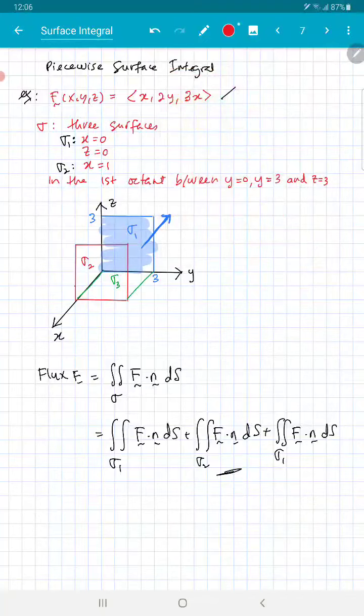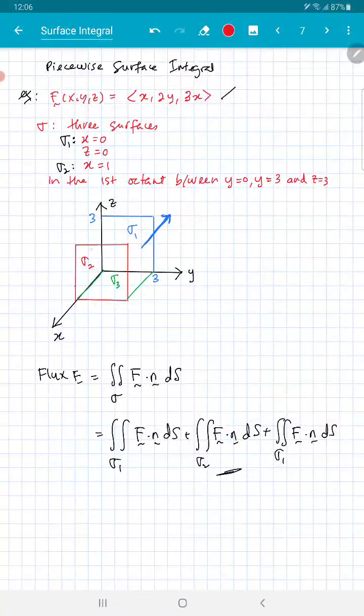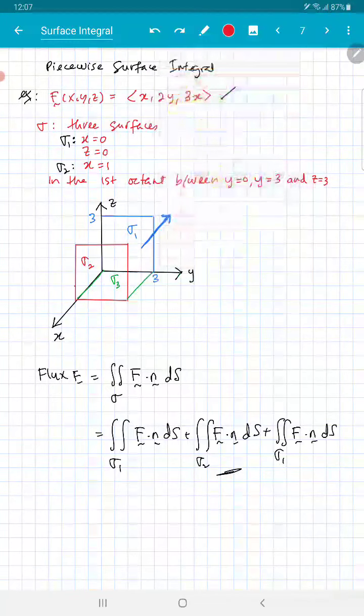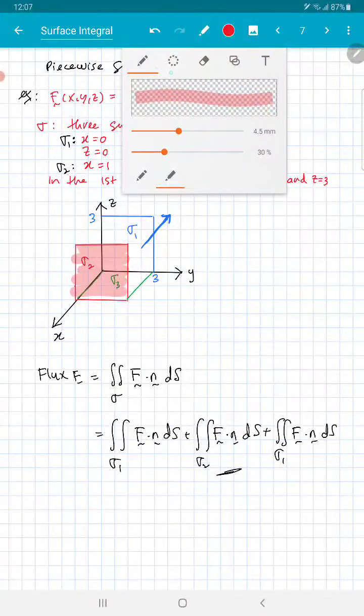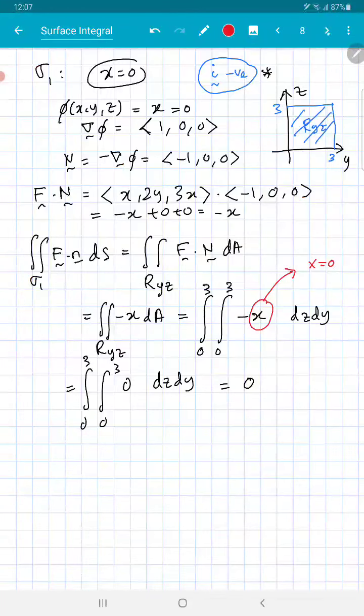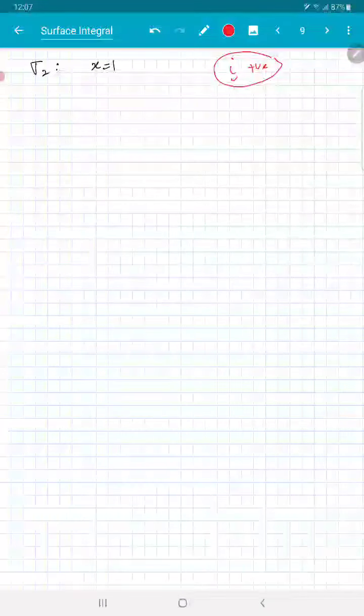Let me erase surface sigma 1 first, and then look at sigma 2. So this is our surface sigma 2. It is facing the positive x-axis. So this is the normal vector. It's facing the positive x-axis, meaning that we want our i component to be positive. In fact, we want it to be positive 1.